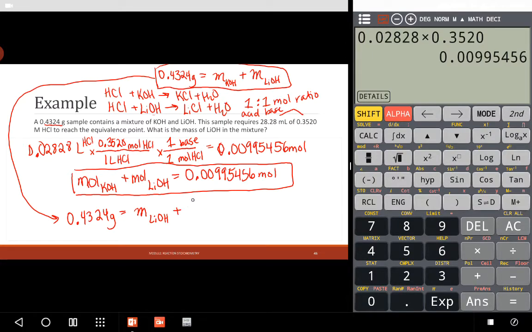And so that means wherever I have the mass of potassium hydroxide, I'm going to try to get rid of it. I know that I can get the mass of potassium hydroxide by taking the moles of potassium hydroxide and converting that from moles into grams using the molar mass. And so the molar mass of potassium hydroxide is 56.107.